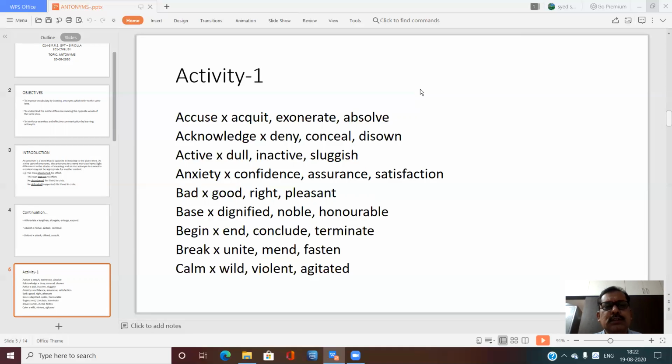Next, acknowledge. Acknowledge means accept, admit. Opposite words: deny, conceal, disown.